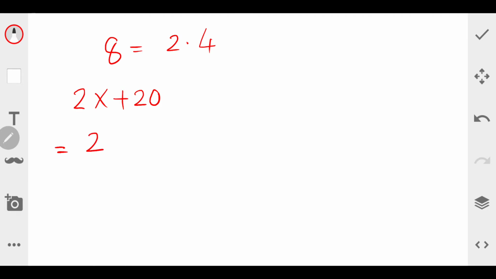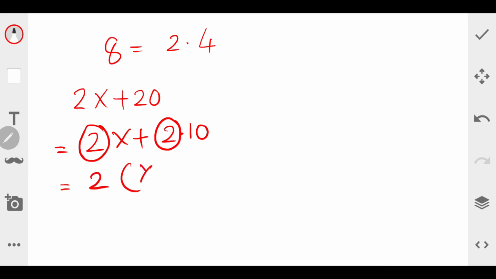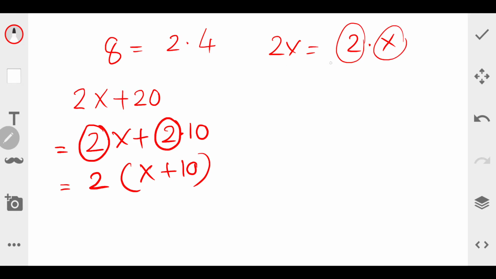So 2x, I'm going to write 2 times x. I'm going to do 2 times 10. We already did this, so I'm not explaining this again. And then 2 is common, so I'm going to do 2 and x plus 10. Now this is very important to understand. Like the way we said 2 times 4, or let's say 2 times x. Remember, factoring means rewriting the quantity in multiplication. So 2 and 4 are the factors of 8. 2 and x are the factors of 2x.